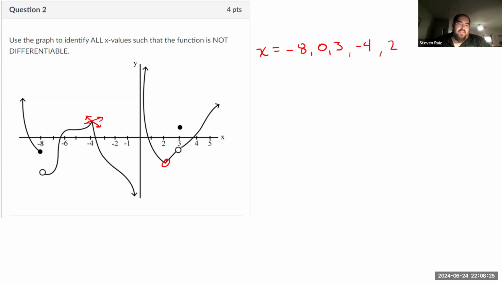I think that should be it. Where else will this derivative not exist?